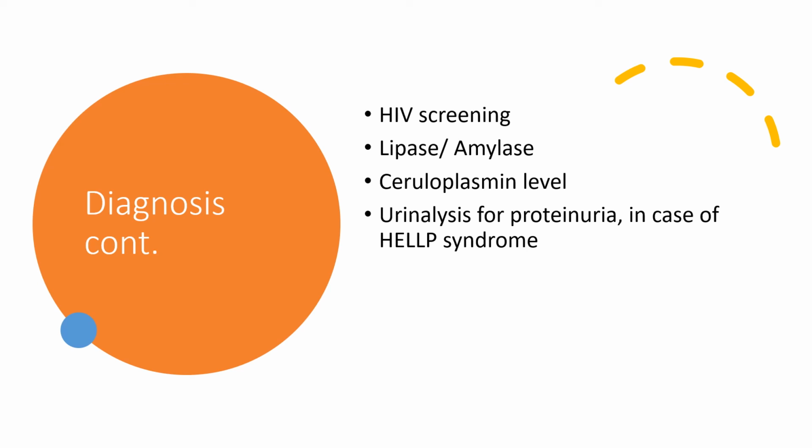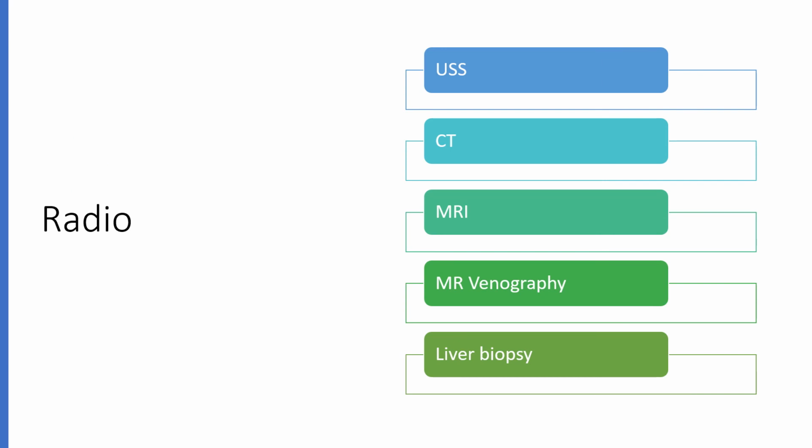We can have urinalysis for proteinuria in case we are suspecting HELLP syndrome. Like I've said, I have a separate presentation on HELLP syndrome already published right here. We can have radiological investigations done, either to back what we are suspecting based on history, physical examination, and laboratory values, or to make a definitive diagnosis having liver biopsy.